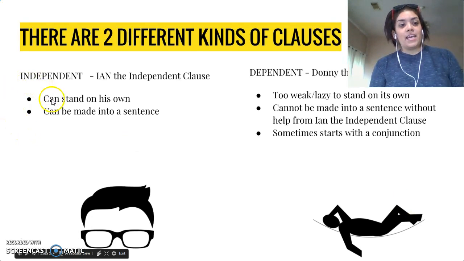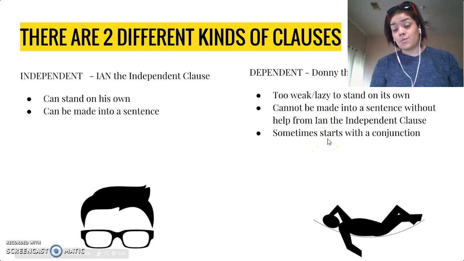An independent clause is one that can stand on its own. It can be made into a sentence. It's a subject and a predicate, but it can stand all by itself. The dependent clause, well, Donnie's kind of lazy. He cannot stand on his own. He cannot be made into a sentence, and he sometimes starts with a conjunction. So that's a good way to tell them apart.